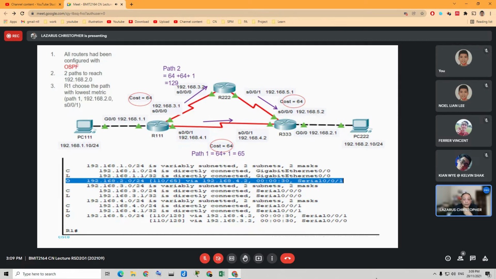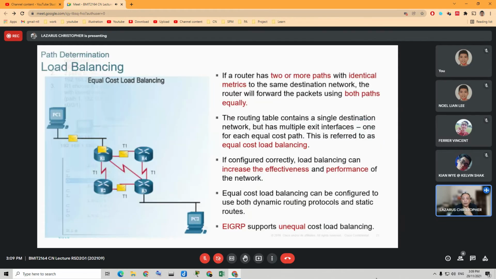All right. So, if you're wondering why we're not doing any EIGRP, we're going to do that later in more detail. Here we want to talk first about load balancing. Load balancing means the router does not choose one based on the cost or the metric and then ignore the other one.